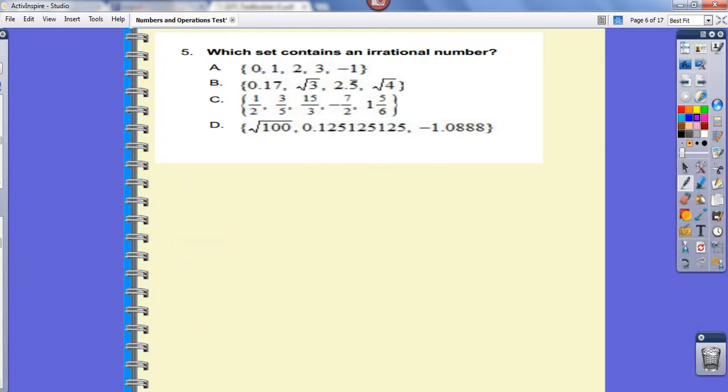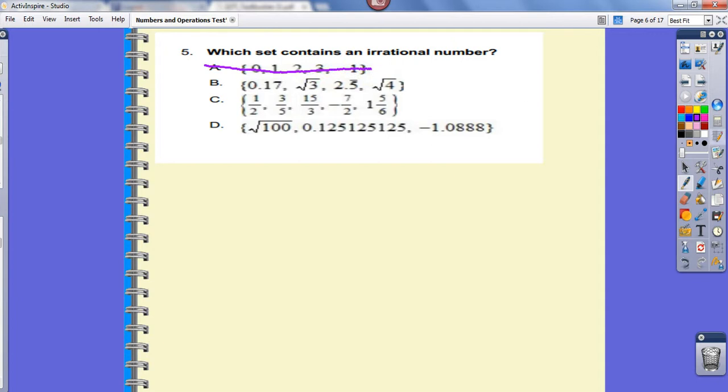Okay, you got 0. That's rational. That's a whole number. You've got 1. That's rational. 2 is rational. 3 is rational, and -1. They're all rational here. So I know A can't be it.